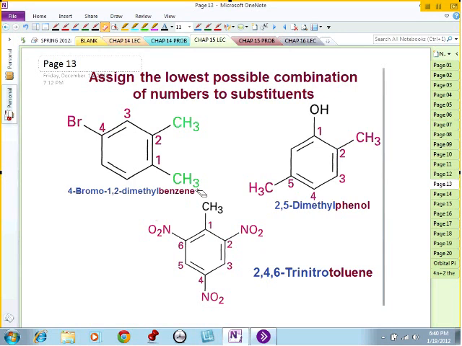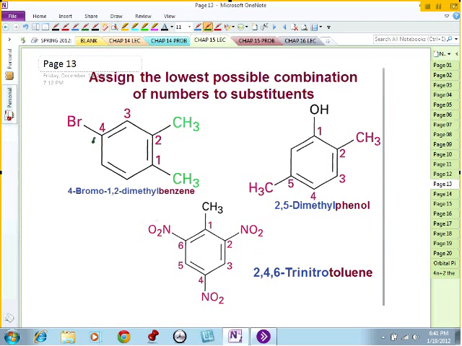Yes, go ahead. No, because you have to go by alphabet. B comes before M. Which one? We call the bromo one? Okay, let's try that. If this is wrong, let us try it just to see.